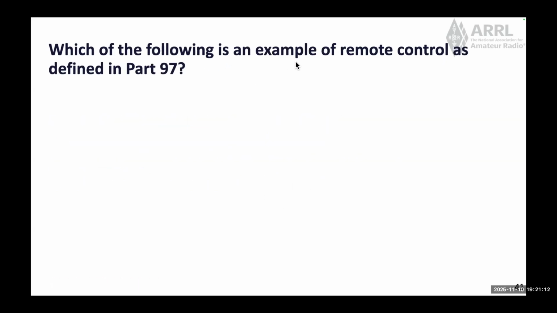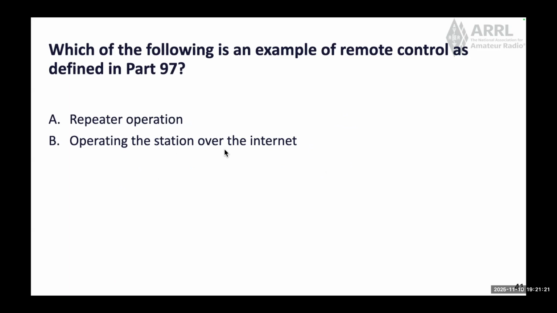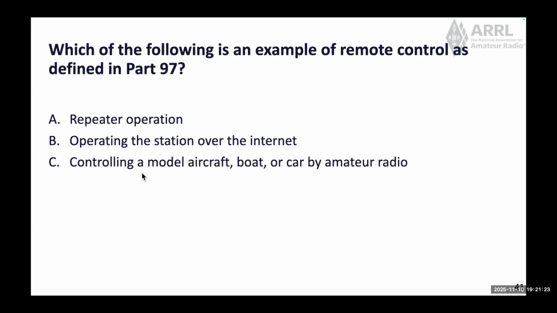Which of the following is an example of remote control as defined by Part 97? A, repeater operation. B, operating the station over the internet. C, controlling a model aircraft or boat or car by amateur radio, or D, all these choices are correct. And be careful.